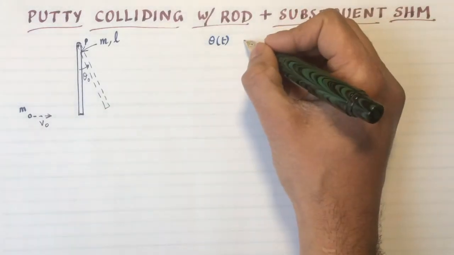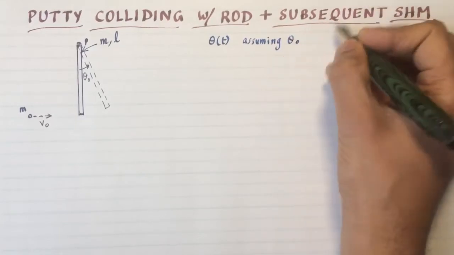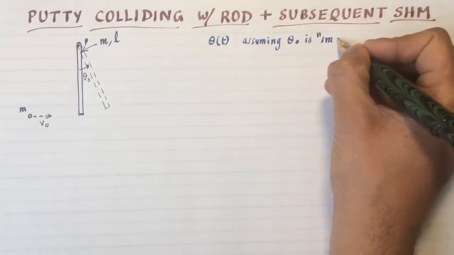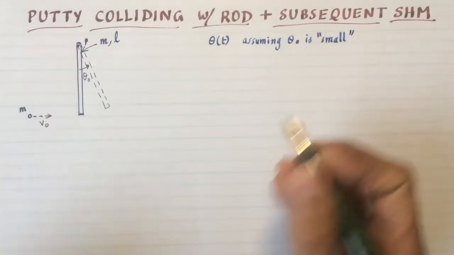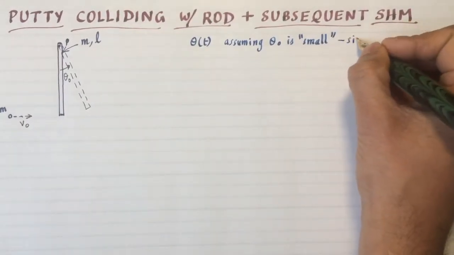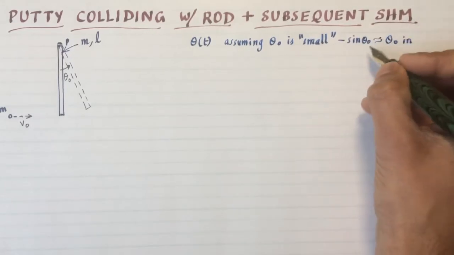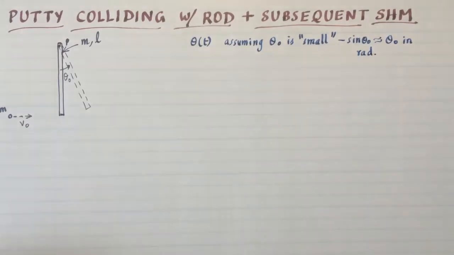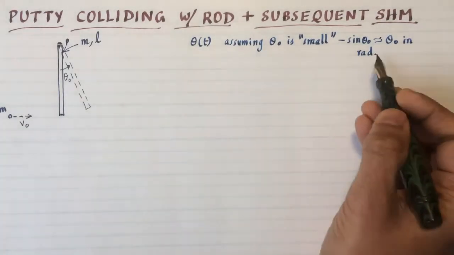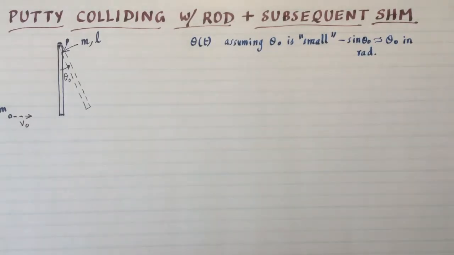Well, we're going to assume that theta naught is small. And I put small within quotes because you really have to say small compared to what. So we're going to assume it's small in the sense that sine theta naught is approximately equal to theta naught in radians. That's the meaning of small angles. And you can actually specify precisely what you mean by that. Is it 5% off or is it 10% off? The details I'll leave to another time.